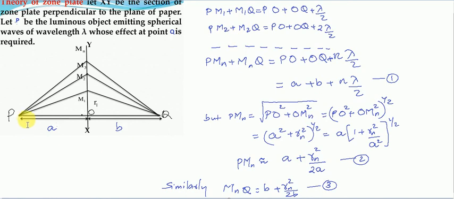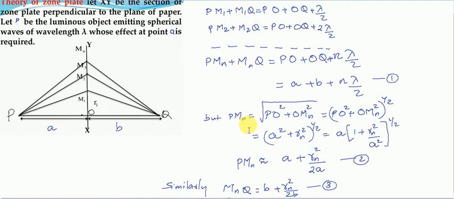Now we can write P M1 plus M1Q equal to PO plus OQ plus lambda by 2. That is the construction of half period zones, because we know that the path difference of light originating from P and reaching Q through two neighboring paths differ by lambda by 2. That is why they are called half period zones. Next one will be P M2 plus M2Q, equal to PO plus OQ plus 2 times lambda by 2. In general, PMn plus MnQ is equal to PO plus OQ plus n lambda by 2. But what is PO? PO is a, the distance from source to the zone plate, and OQ is b, the distance from zone plate to the screen. So it is a plus b plus n lambda by 2. Let that be equation 1.